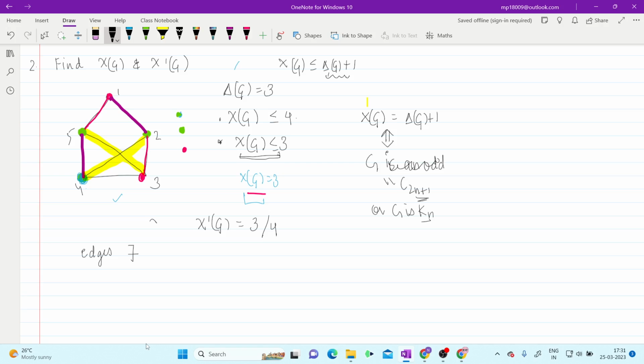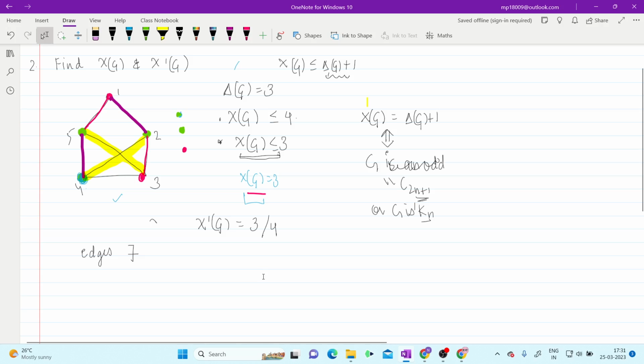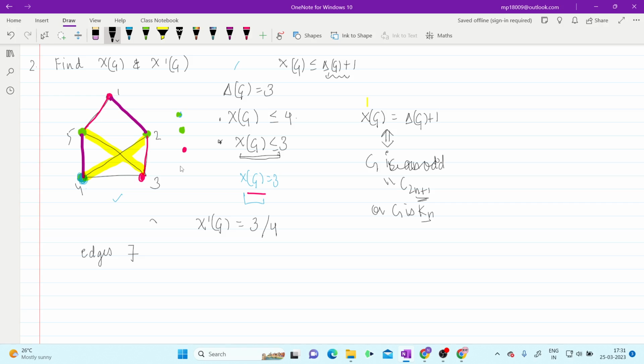Is it fine? Okay. Ma'am, edge 3-4 color, ma'am. Sorry? The color for edge 3, 4. Will be just black. Okay, ma'am. Okay.